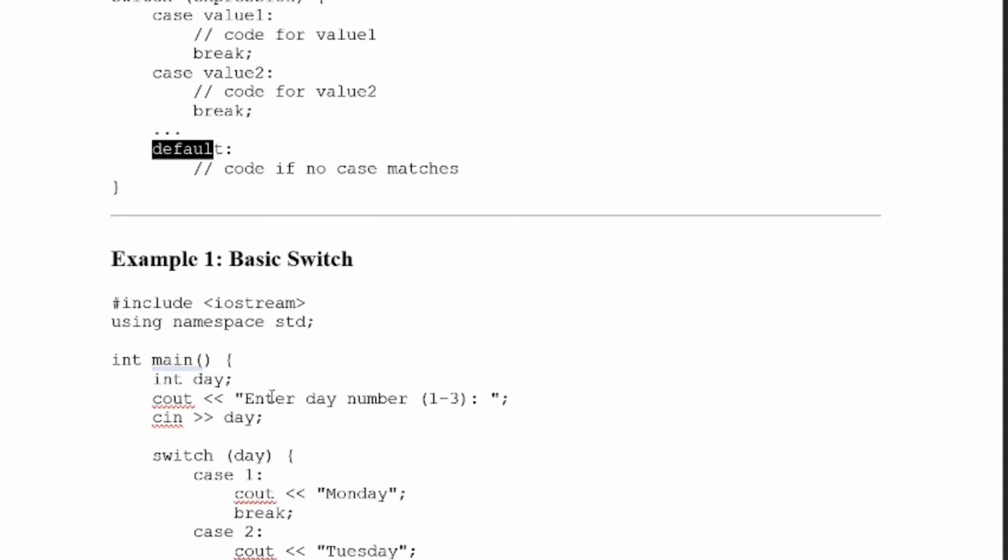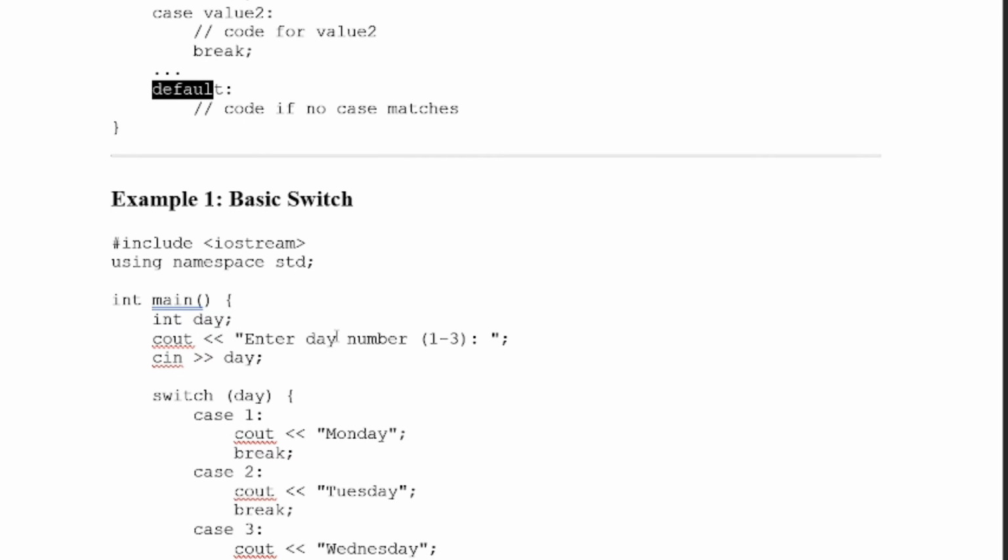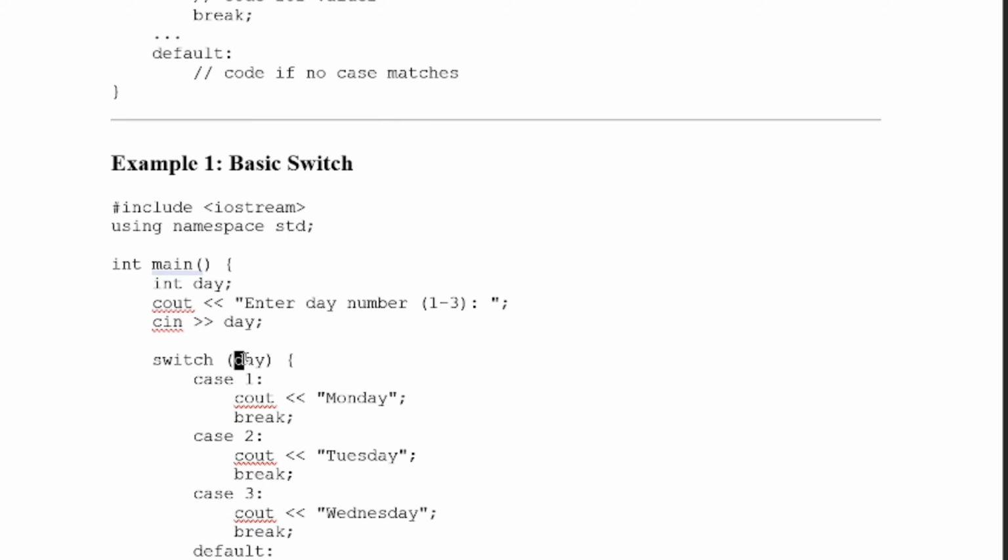You can see an example of a basic switch. Suppose we take input from the user for a number of days, between 1 and 3. Suppose we take 2. So the day value becomes 2.